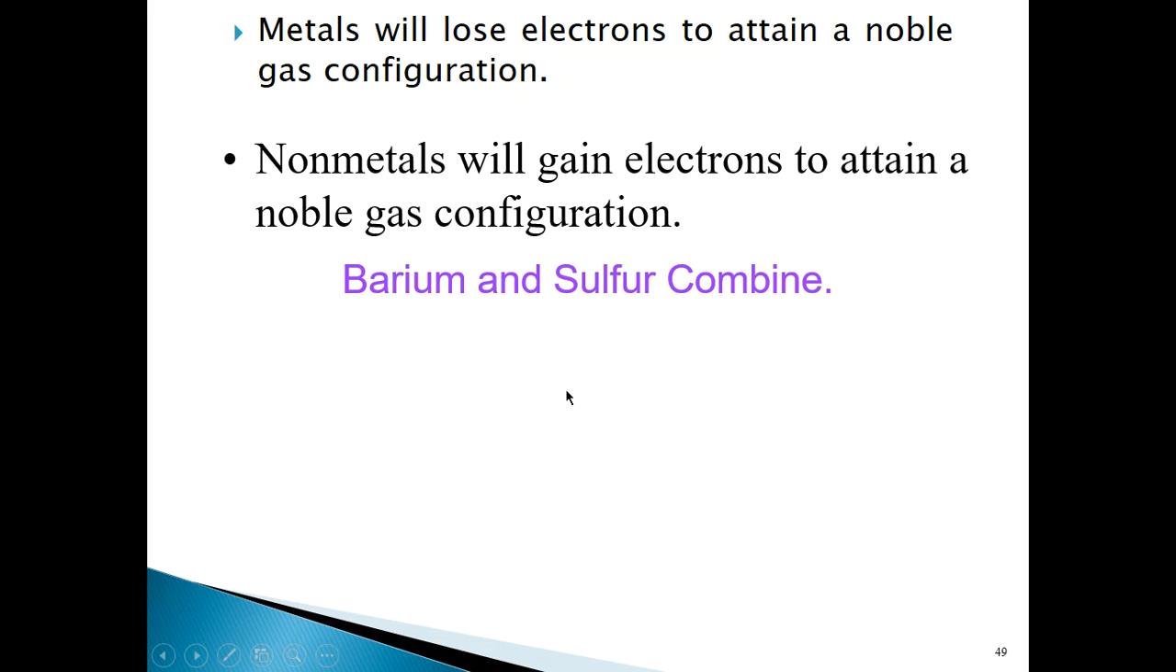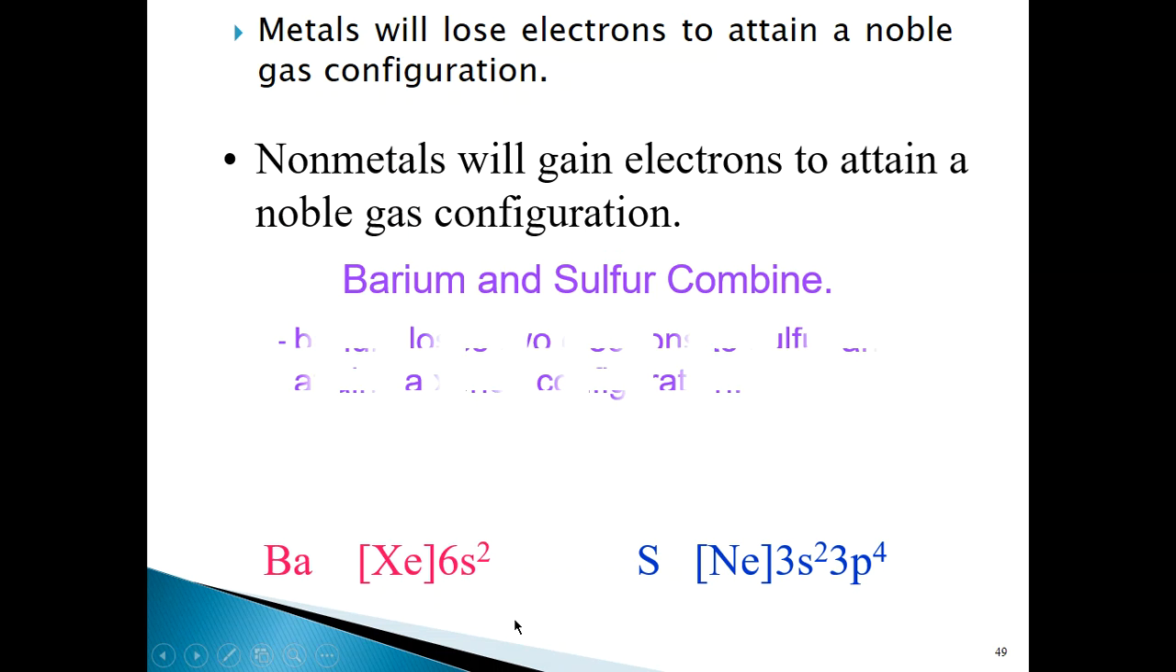So if we look at, for example, the reaction between barium and sulfur, this is the abbreviated electronic configuration of barium, and this is the electronic configuration of sulfur. As you can see here, barium has 2 electrons on its outer shell, sulfur has 6 electrons on its outer shell. So we all know what's going to happen.